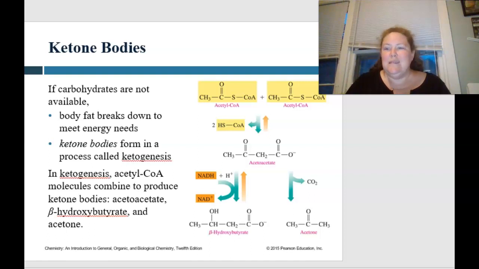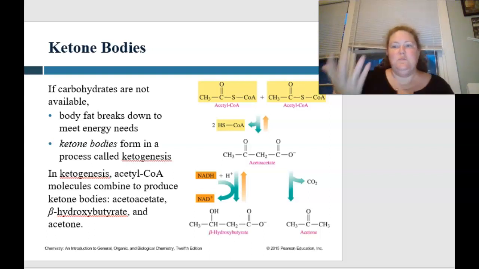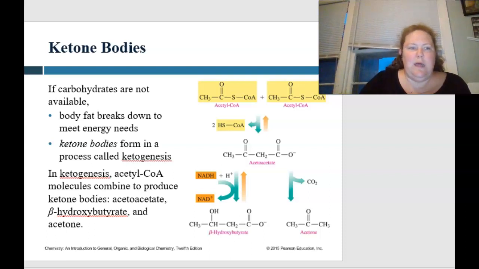All right, so basically think of the keto diet. What do you do? You cut out sugars. What do you break down then? Well, fats. And so this would be kind of how you can equate the ketone bodies.